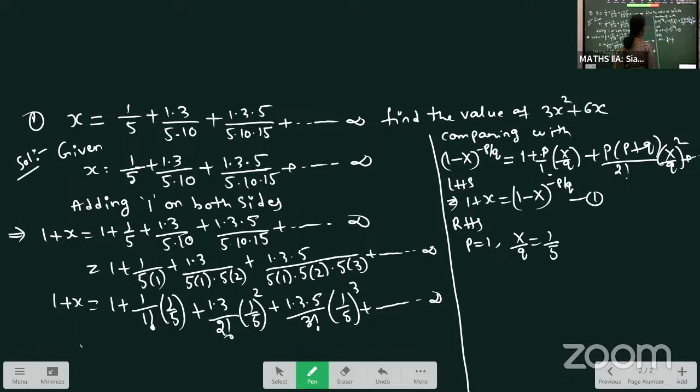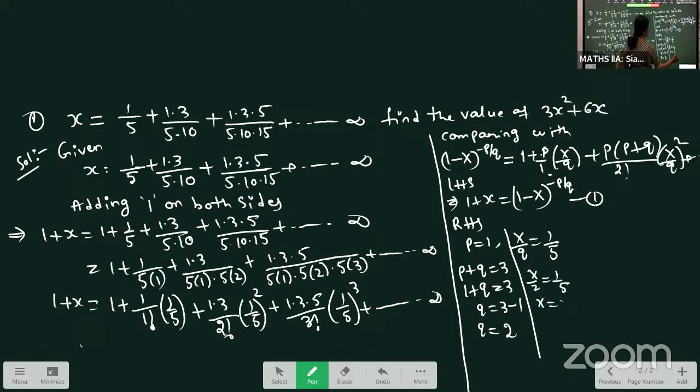Next, move to the third term. The p value is again 1, as already written. The p plus q value is 3. Substitute p, which is 1: 1 plus q is equal to 3. If 1 goes to the other side, q is equal to 3 minus 1, so q is equal to 2. Substitute q equal to 2 in X by q: X by 2 is equal to 1 by 5. So the capital X value we got is 2 by 5.